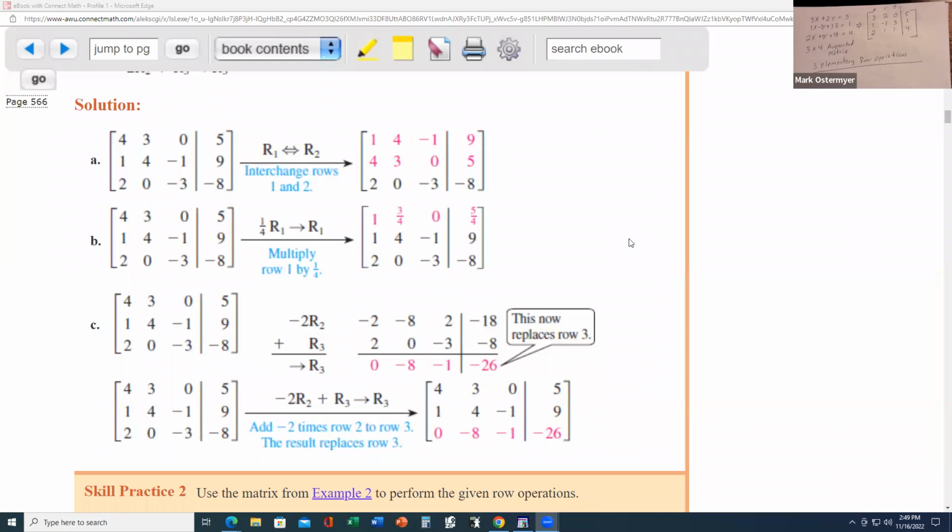We're just warming up to these 3 different elementary row operations, which are valid moves when it comes to manipulating the rows of a matrix in order to obtain an equivalent resultant matrix. All right. Okay, so done with that.